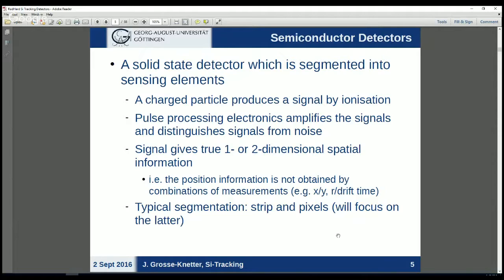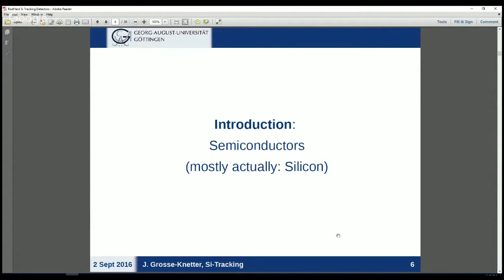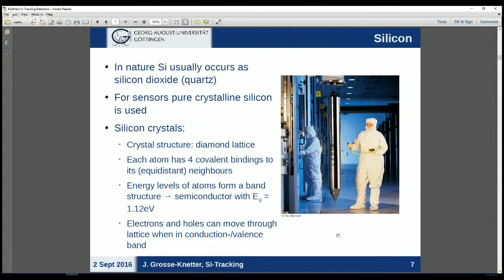And I will actually focus on the latter, but generally the idea of a large portion of what I will tell you is true for both aspects. So in that sense, let's have a very brief look at semiconductors, or actually mostly silicons, and how we can turn a piece of silicon into a detector on a more general basis, let's say. So I hope this is largely a repetition.